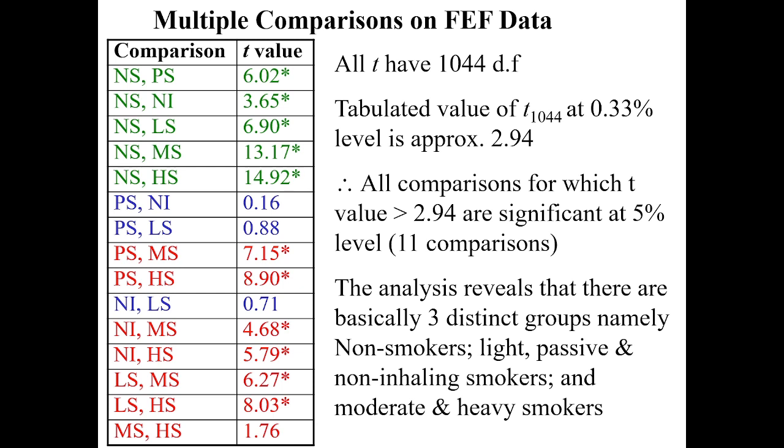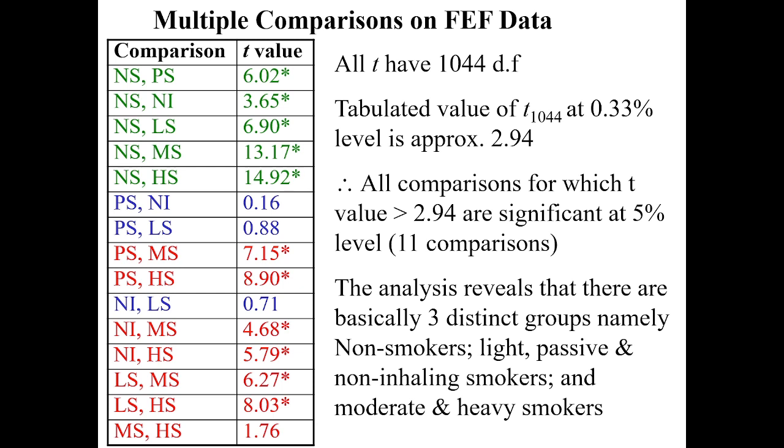Now, these are the possible comparisons, all the 15 I have listed here: non-smoker versus passive smoker, non-smoker versus non-inhaler, non-smoker versus least smoking, non-smoker versus moderate smoking, non-smoker versus heavy smoking. Next is passive versus the rest, then non-inhaling versus the rest, and like that you have all the combinations. The t value derived is shown here, and the upper limit of the level of significance is 0.0033. All t values have 1044 degrees of freedom.